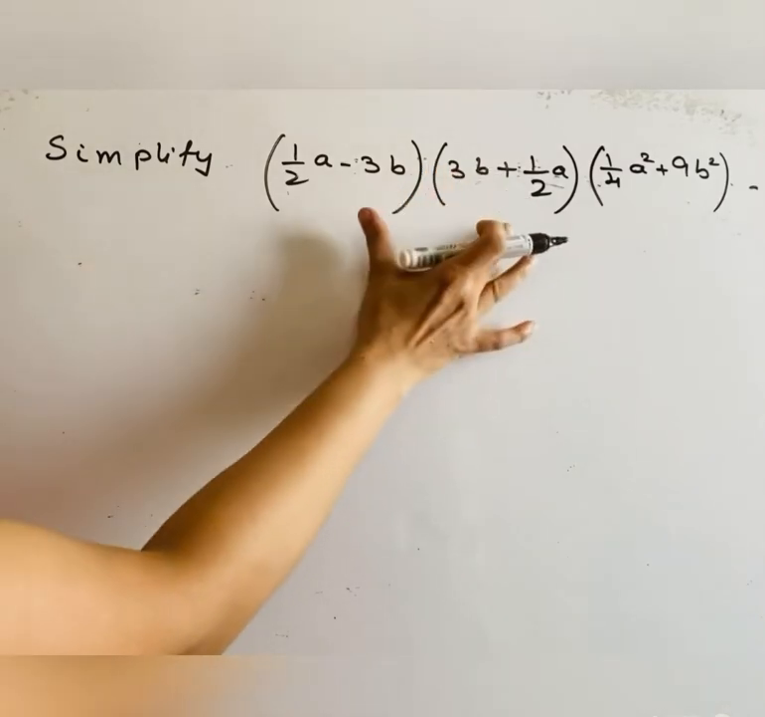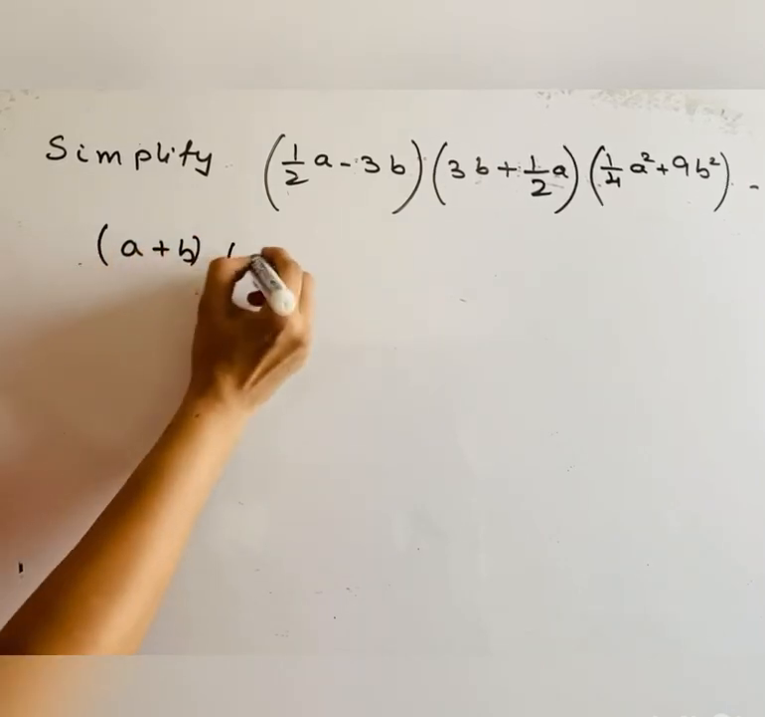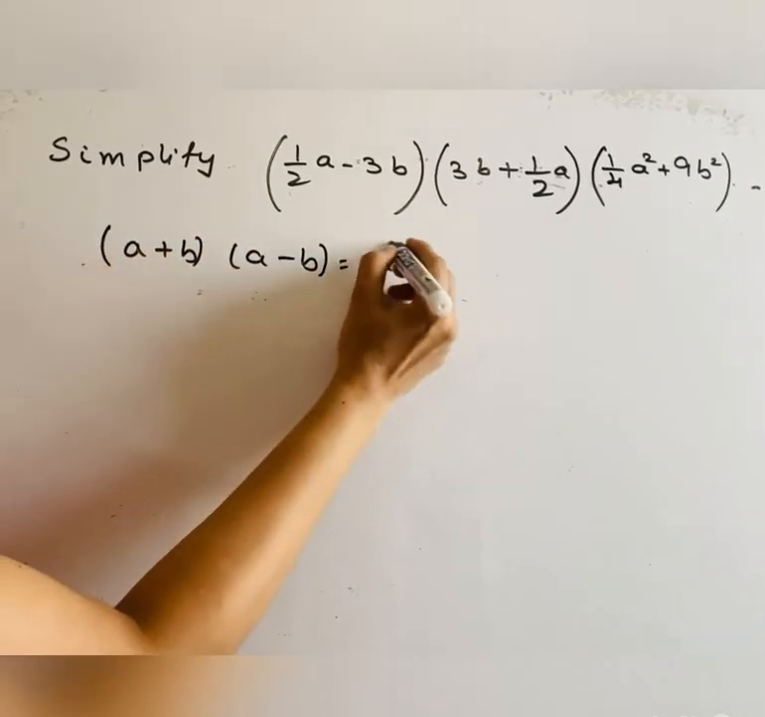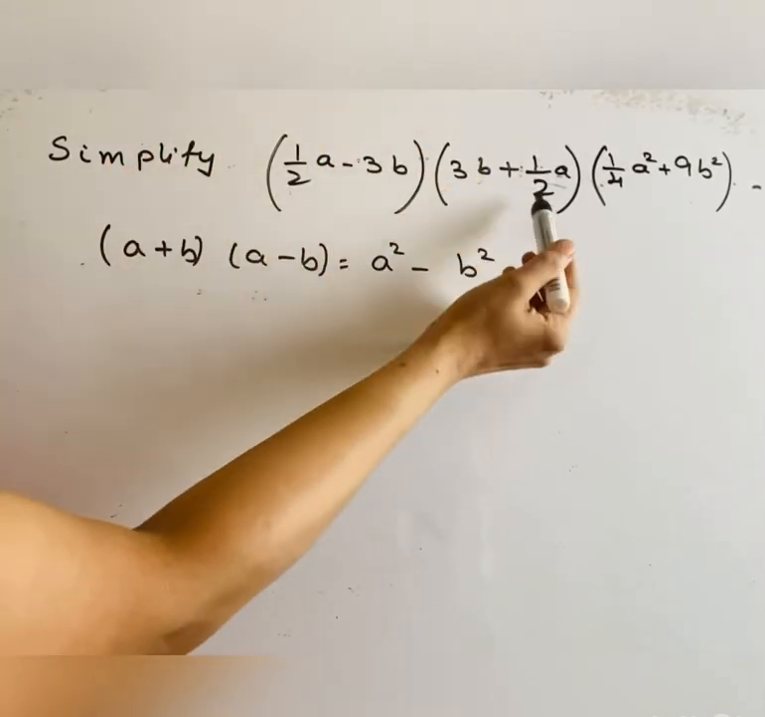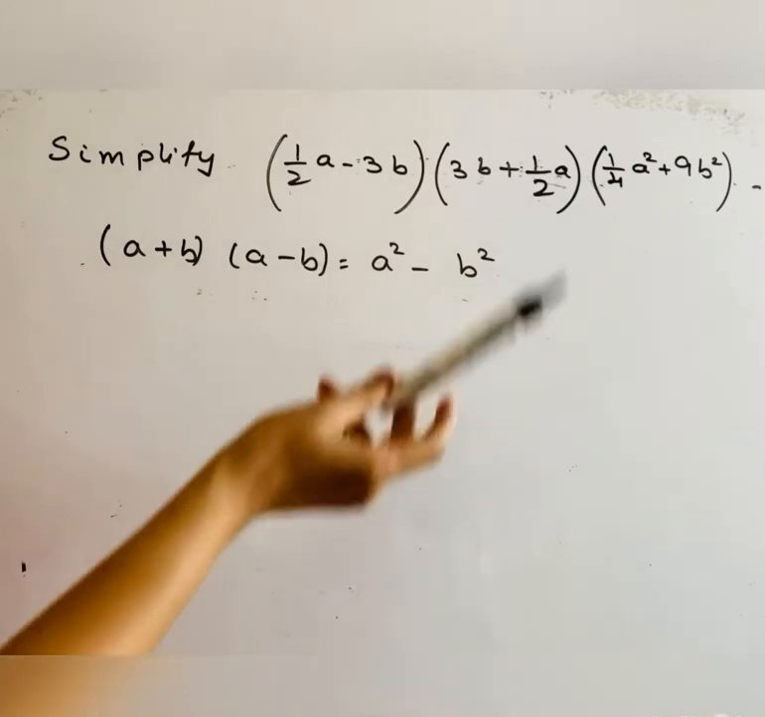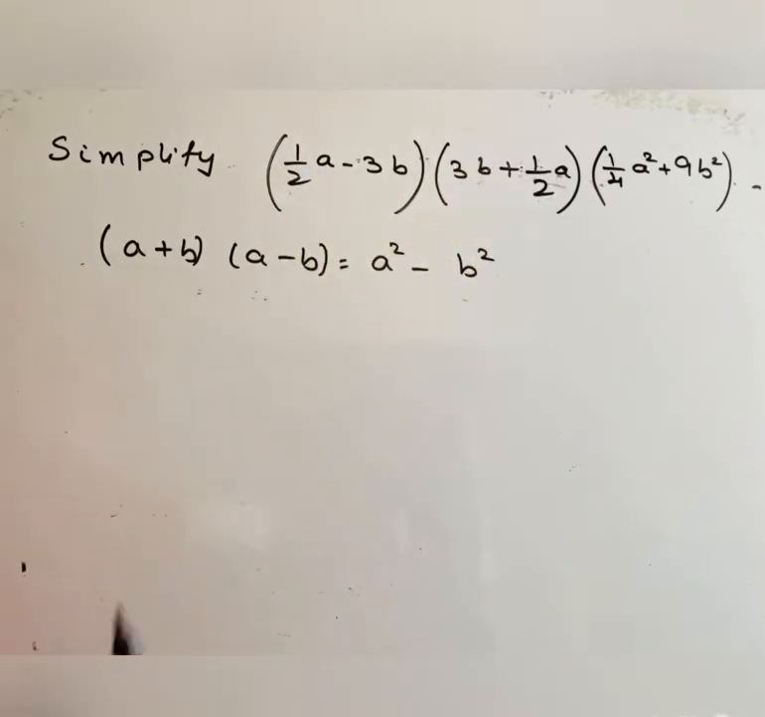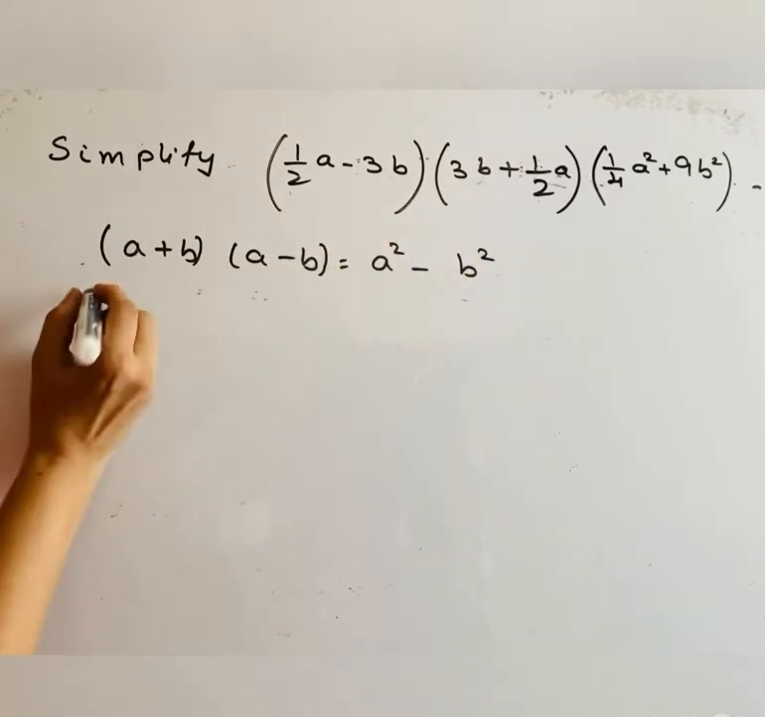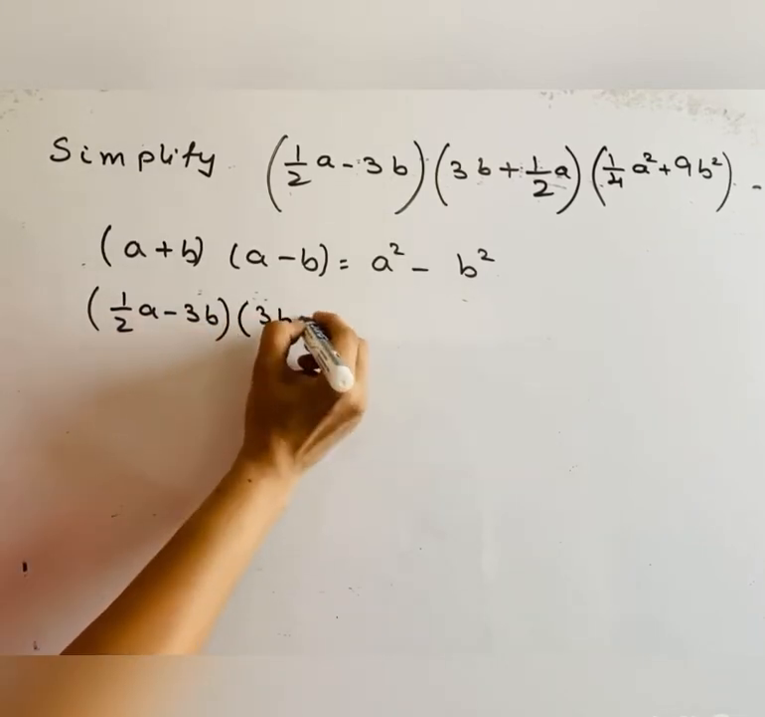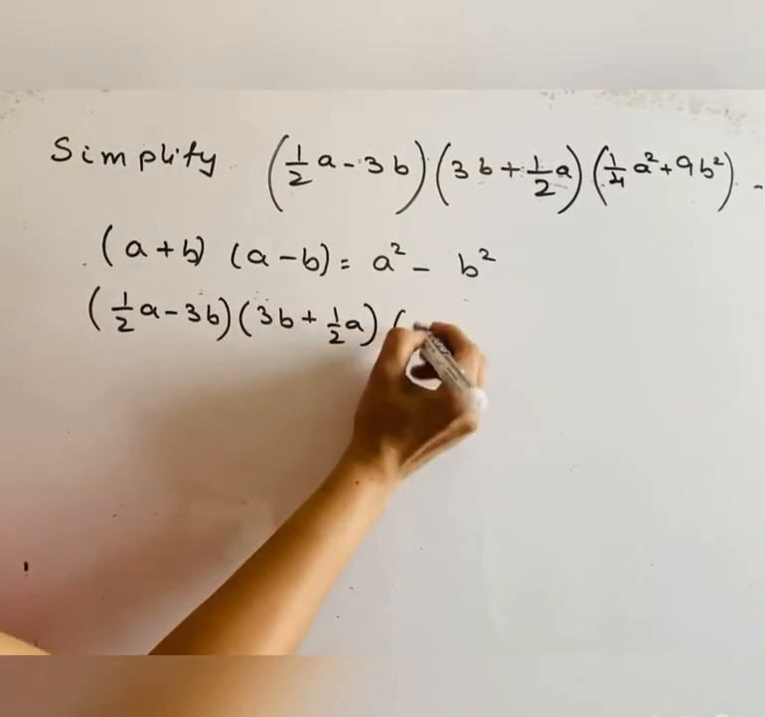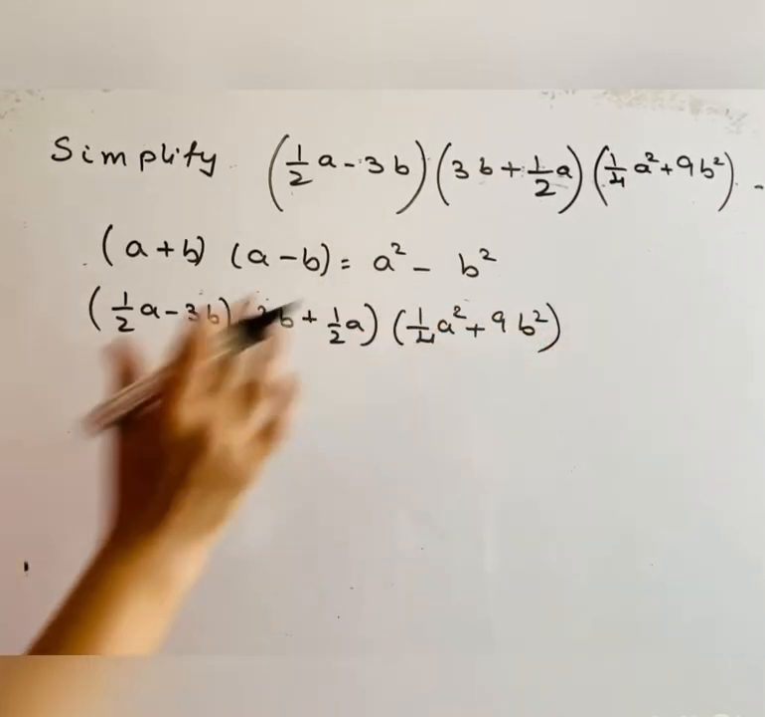So what we can do for these two terms, we can apply this identity (a + b)(a - b) = a² - b², only for these two. But for this, first of all, we need to interchange these two terms, because if there is a plus sign in between the two terms, we can always interchange its position. So now what we have is (1/2 a - 3b)(3b + 1/2 a)(1/4 a² + 9b²). This is the equation that we have been given.